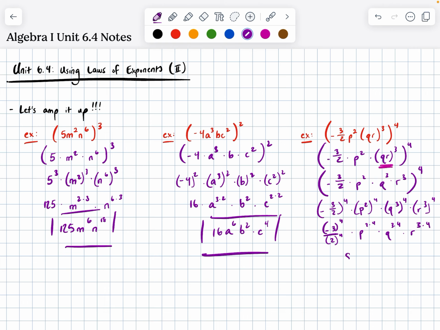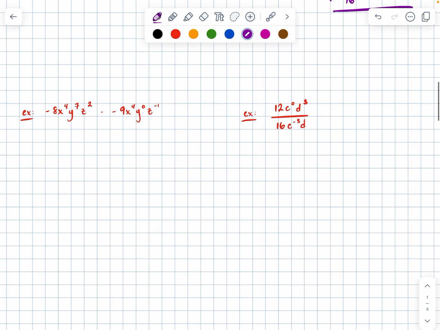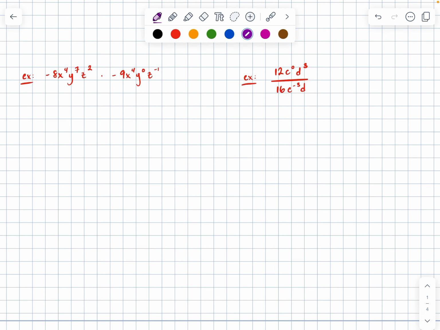Negative 3 raised to the 4th power gives me positive 81. 2 to the power of 4 gives me positive 16. And then I've got p to the power of 2 times 4, which is p to the power of 8. Q to the power of 3 times 4 is q to the 12th. And r to the power of 3 times 4 is, unsurprisingly, also r to the 12th. Nice! Moving on and moving up.